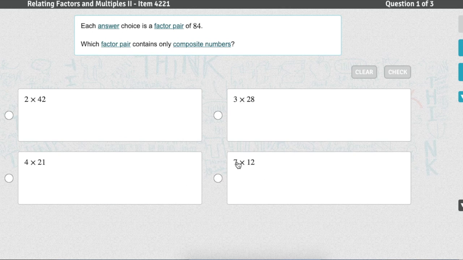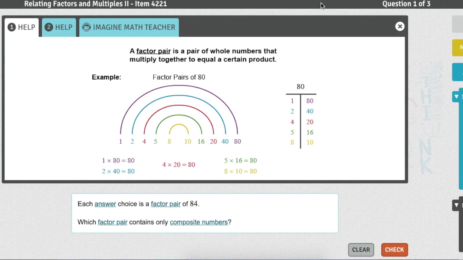So because 7 is prime, we can't use that one. Because 3 is prime, we can't use that one. And because 2 is prime, we can't use that one, which means that this has to be your right answer. If you're still not sure, though, you can use your math help. I highly recommend it if you're still struggling.